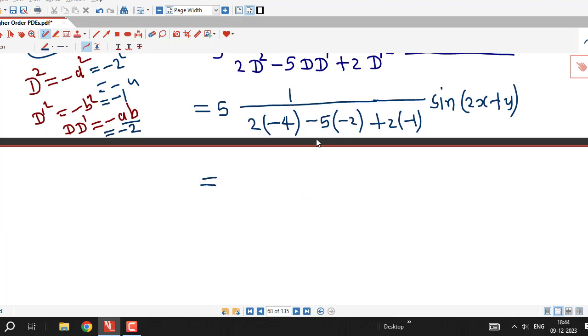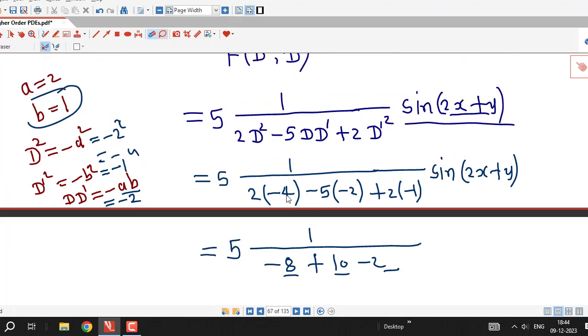And now I have to check whether this is 0 or non-zero. If it is non-zero, then we will keep it as it is, otherwise we have to modify. So we can see this is going to be minus 8, minus 5 into minus 2, that is 10, and minus 2. So we can see this is 10 minus 10, that is 0. So this becomes 0 if we replace d square by minus a square, d dash square by minus b square, and d d dash by minus ab.